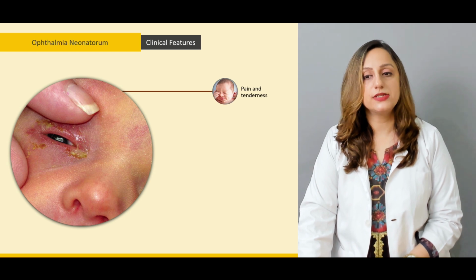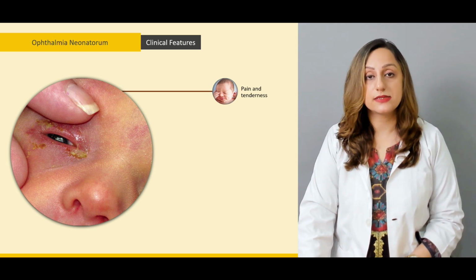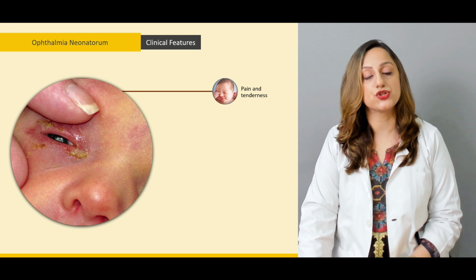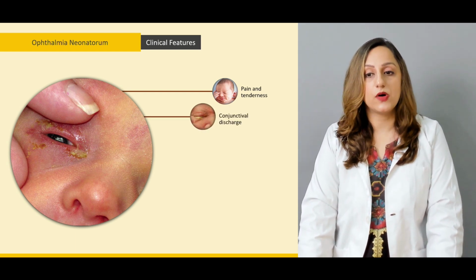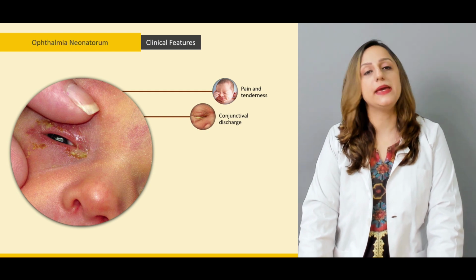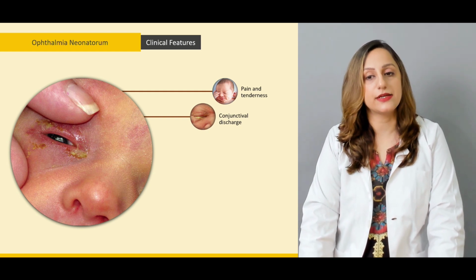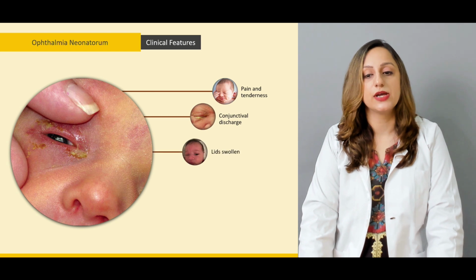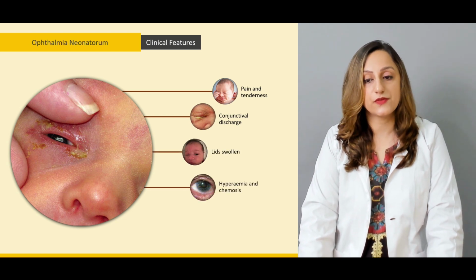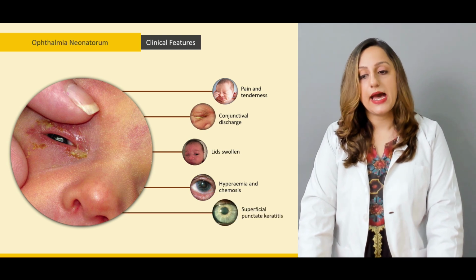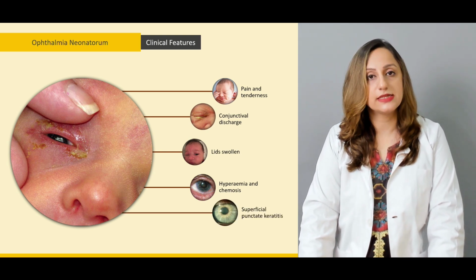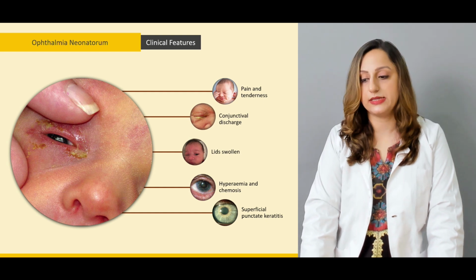The clinical features would be pain and tenderness. Usually it is a bilateral condition; both of the eyes of the infant are involved. We can observe that the baby is in severe pain, tenderness, conjunctival discharge, swollen lids, hyperemia and chemosis. And then we have superficial punctate keratitis that is noted in these patients.